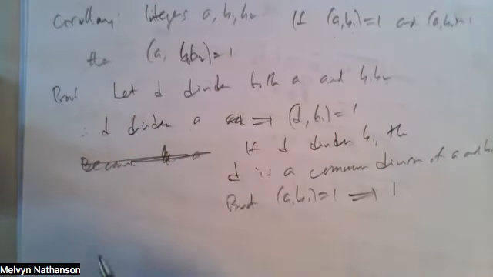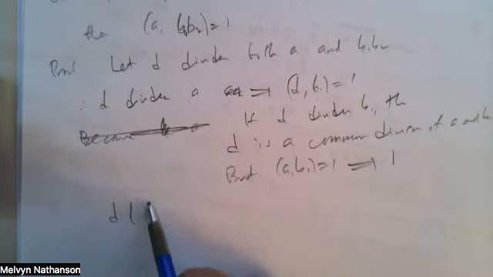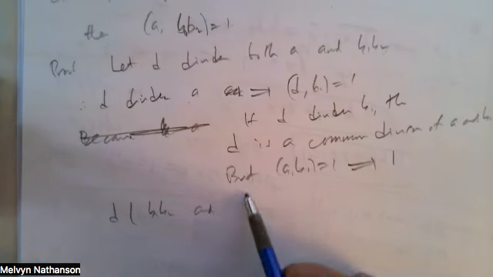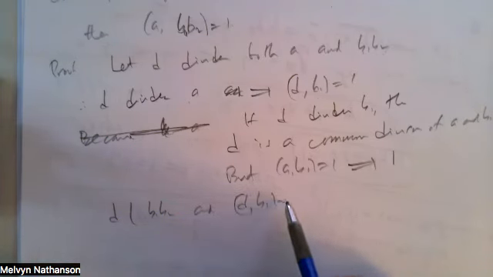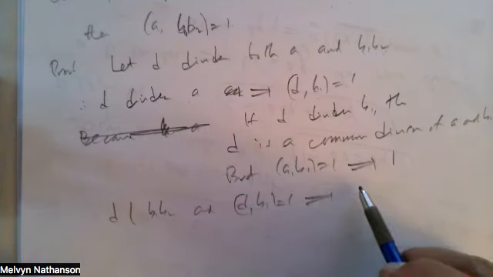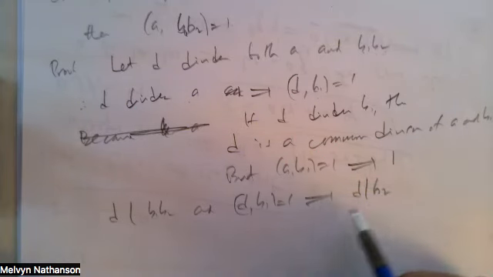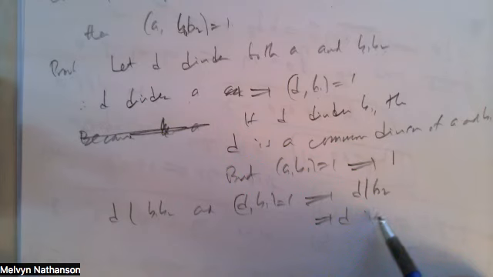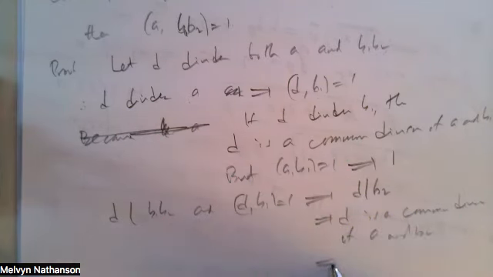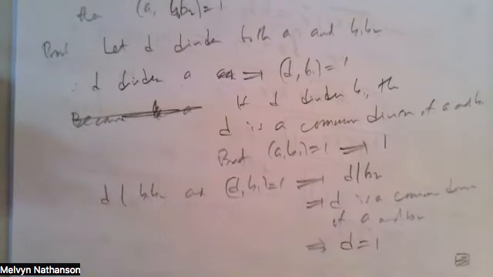So again, let me just repeat this. D divides B1, B2, and the greatest common divisor of D and B1 is 1. So by Euclid's lemma, D divides B2, which means D is a common divisor of A and B2. But the greatest common divisor of A and B2 is 1, so D has to be equal to 1. So if D is relatively prime to two integers, it's relatively prime to the product.